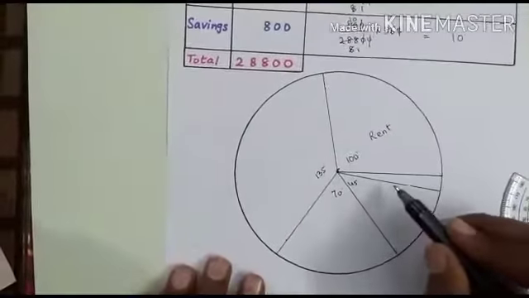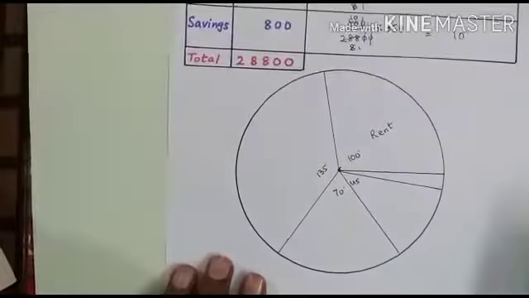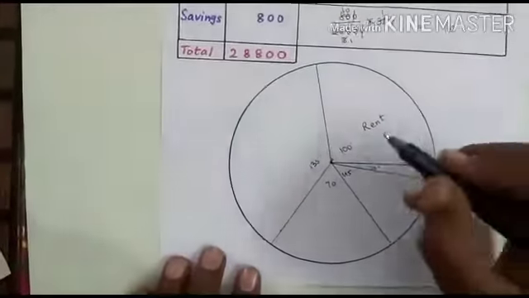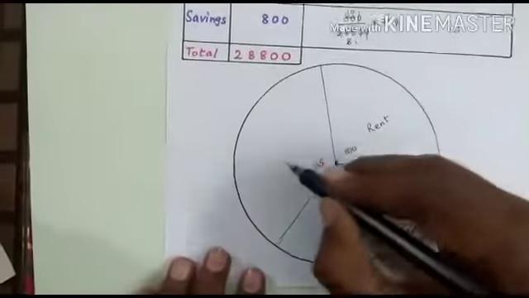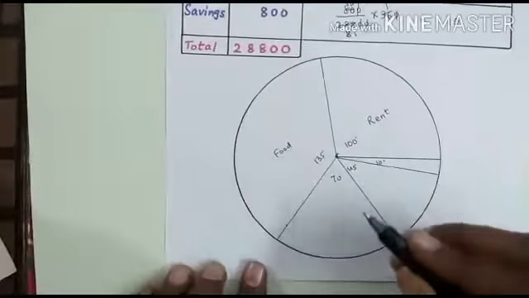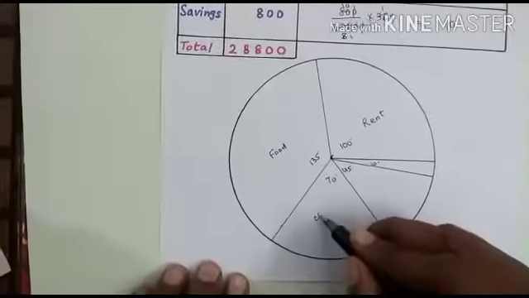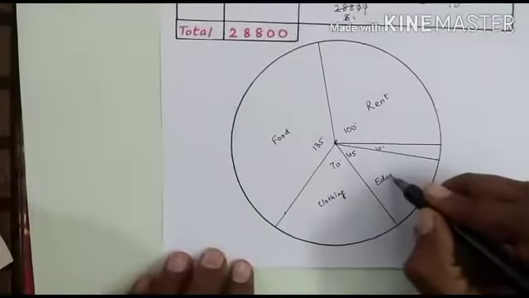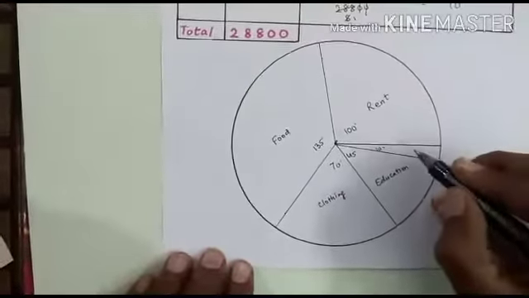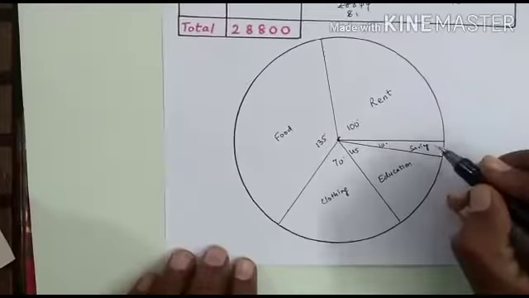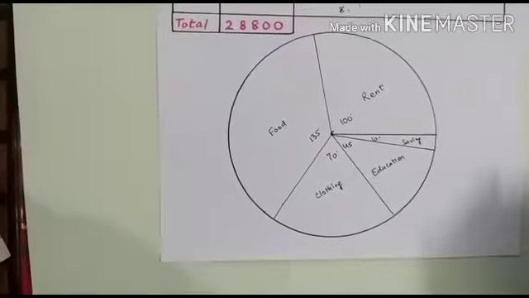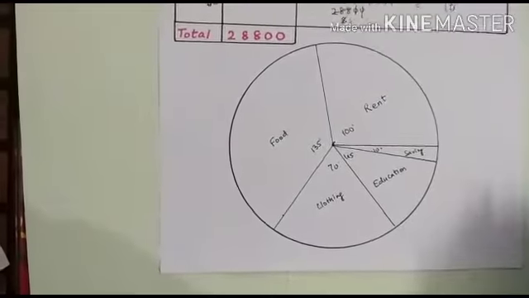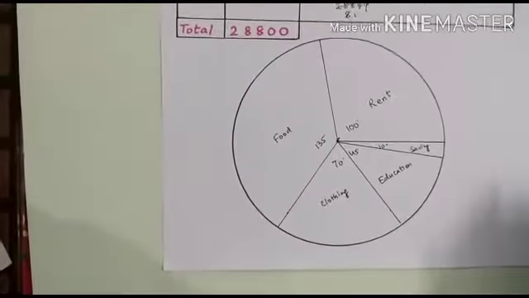Now the remaining angle is equal to 10 degrees. 100 degrees is for rent, 135 for food, 70 degrees for clothing, 45 degrees for education, and 10 degrees for saving. This is our pie chart. Now you can shade it with different designs. Thus we obtain the required pie chart.